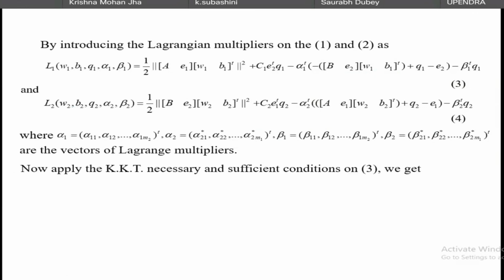Now we'll apply the KKT conditions. The KKT conditions tell you under what conditions your optimization problem gives you the solution. So we'll apply them. First we'll take the derivative with respect to the variables. Whatever the variables are, this is W1, B1, Q1. These are the variables, and obviously alpha 1, alpha 2 are the Lagrangian multipliers. These are the unknowns.